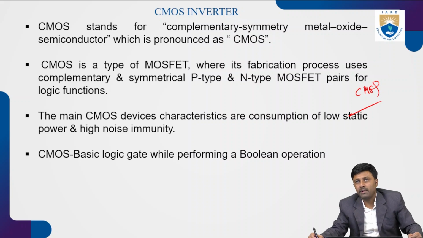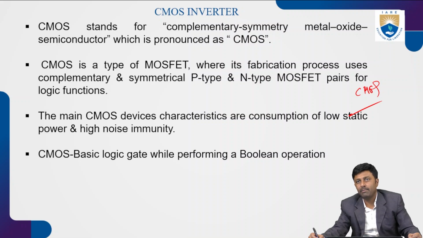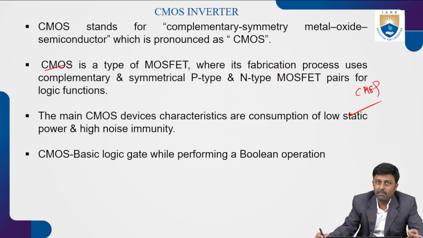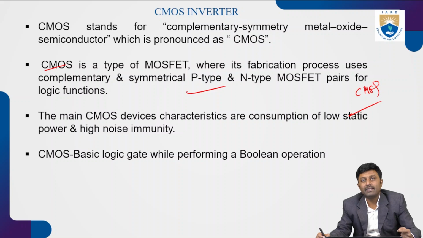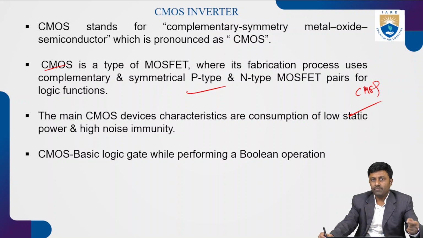Its fabrication process uses complementary and symmetric P-type and N-type MOSFETs. So we can say the CMOS transistor is made up of a pair of symmetrical P-type and N-type MOSFETs for logic functions. The main CMOS device characteristics are low static power consumption and high noise immunity.